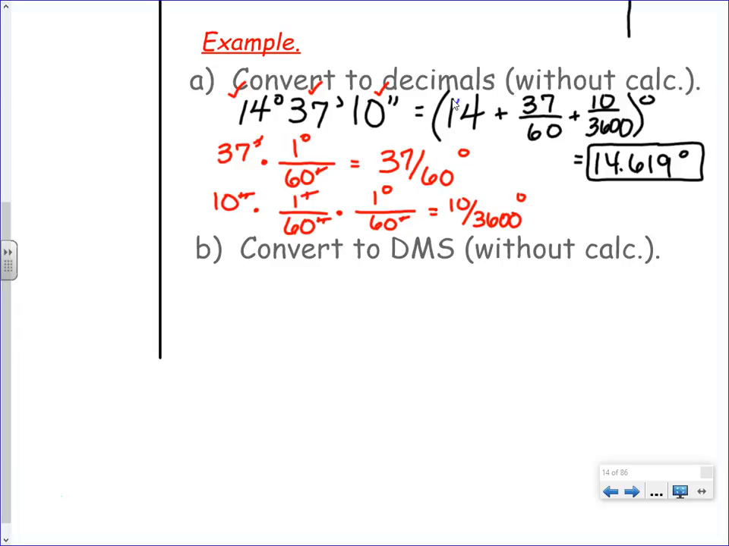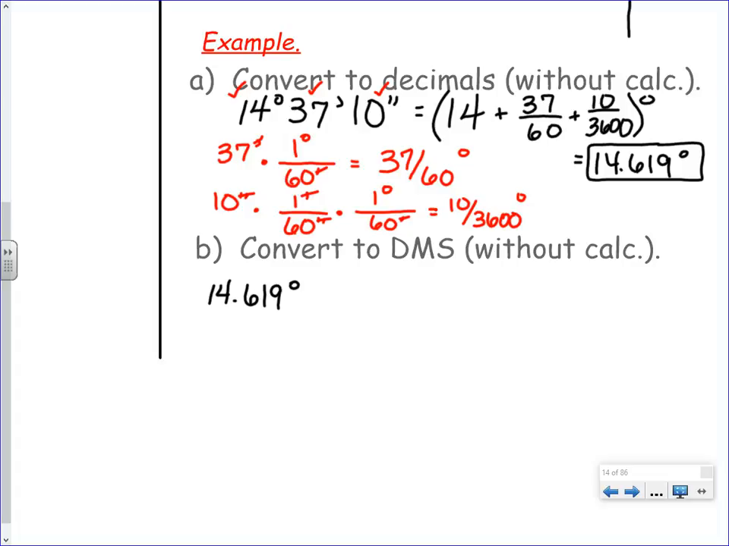Or what if I was to actually take that one and say, you know what, how close is this 14.619 degrees? Let's go backwards and see if we can retrace our steps or take a decimal and figure out what it would be in minutes and seconds and see how close we were by rounding. Okay, hold on. I need to go backwards now.